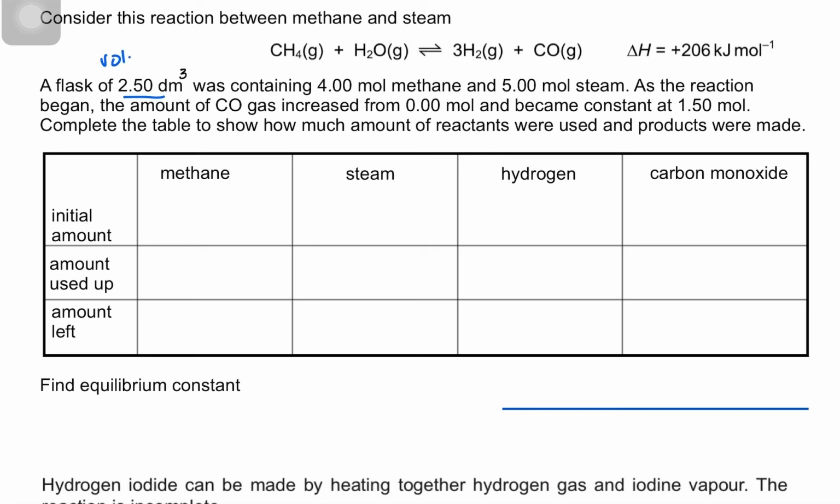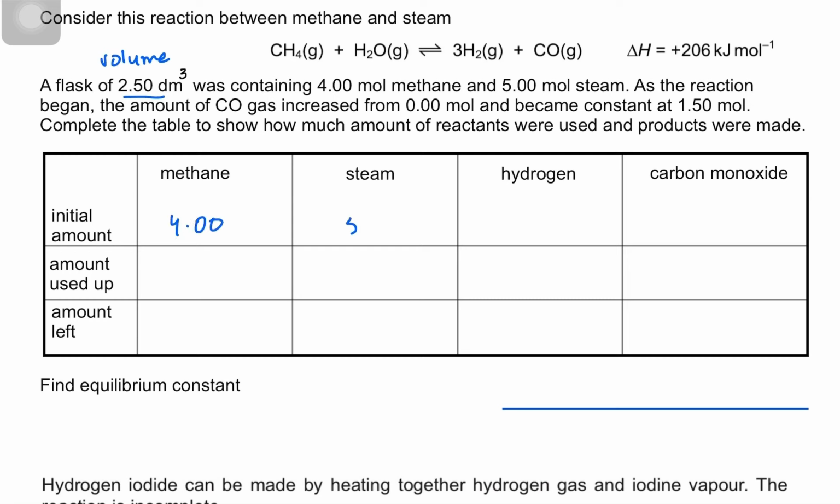Let's solve this one. It says consider this reaction between methane and steam. A flask of 2.50 decimeter cube was containing 4 mole methane and 5 mole steam. As the reaction began, the amount of CO increased from 0.00 mole and became constant at 1.50 mole. Complete the table to show how much amount of reactants were used and the products were made.